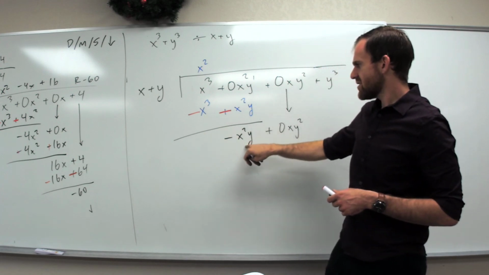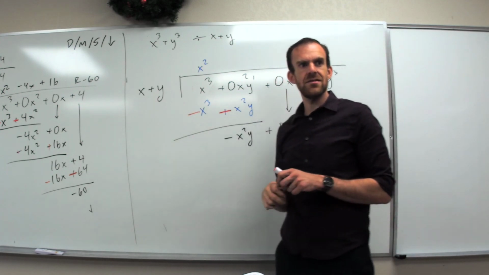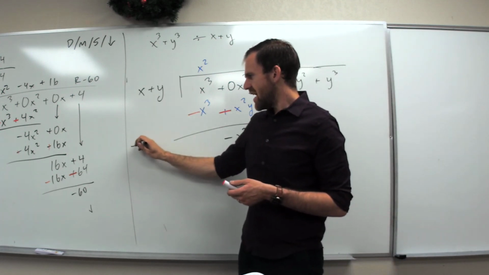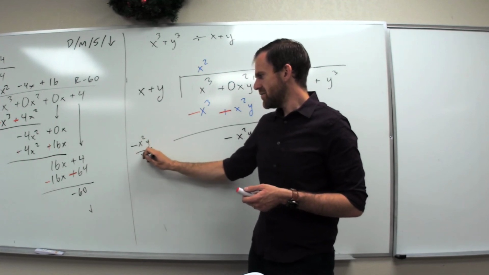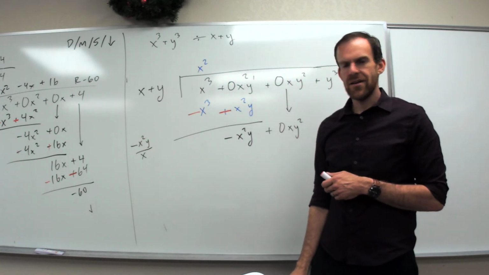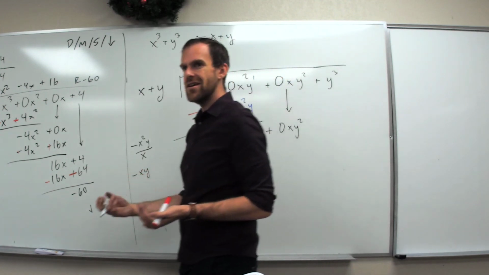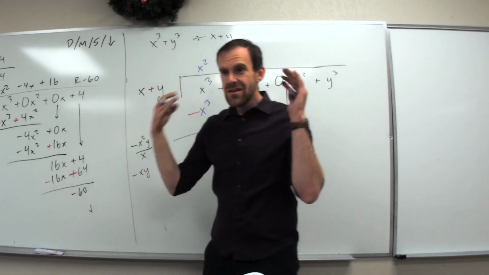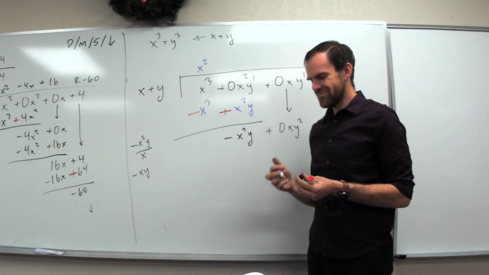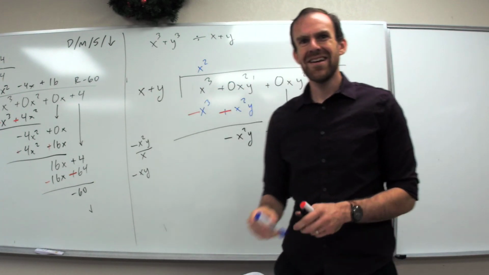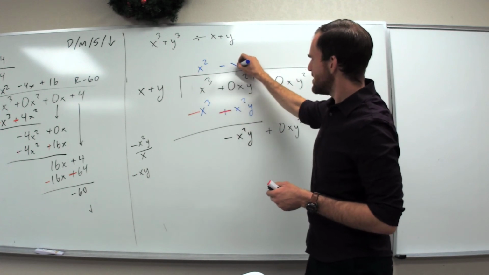So, what is x squared y divided by x? Let's just write it off to the side, because I don't know. I mean, I know, but what is that? Negative y. Are we bothered that there's a letter there instead of a number? Yes. Too bad. Keep going. So, minus xy.